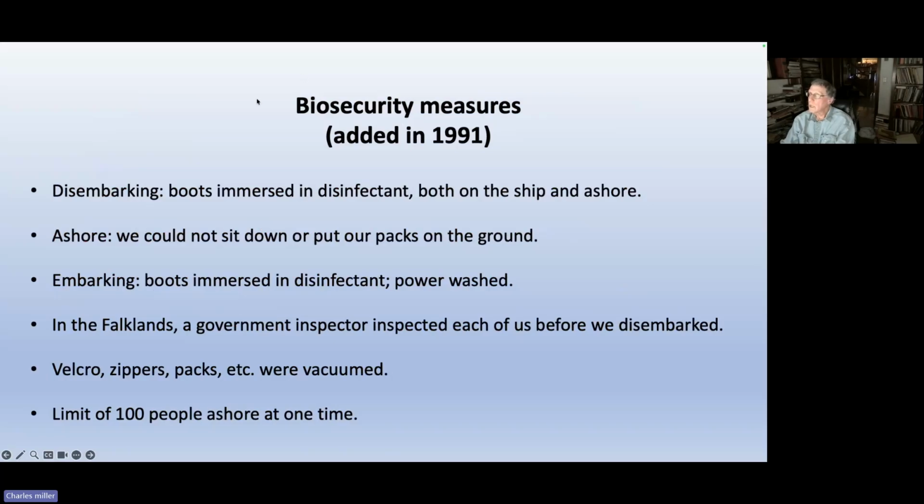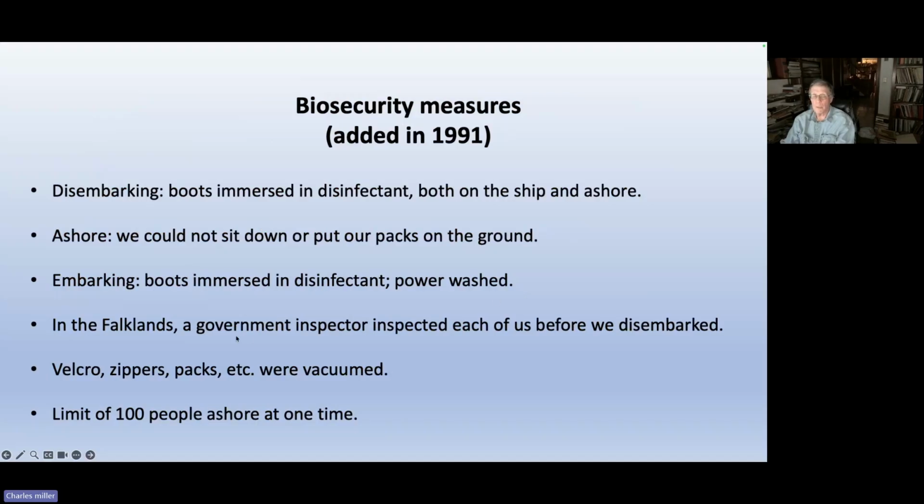For us, we had these biosecurity measures, and they could have had more. I applauded every one of these. When we were going ashore and coming back, we had to walk through vats of disinfectant. Once ashore, we couldn't sit down or put our packs down. And when we came back, our boots were power washed.